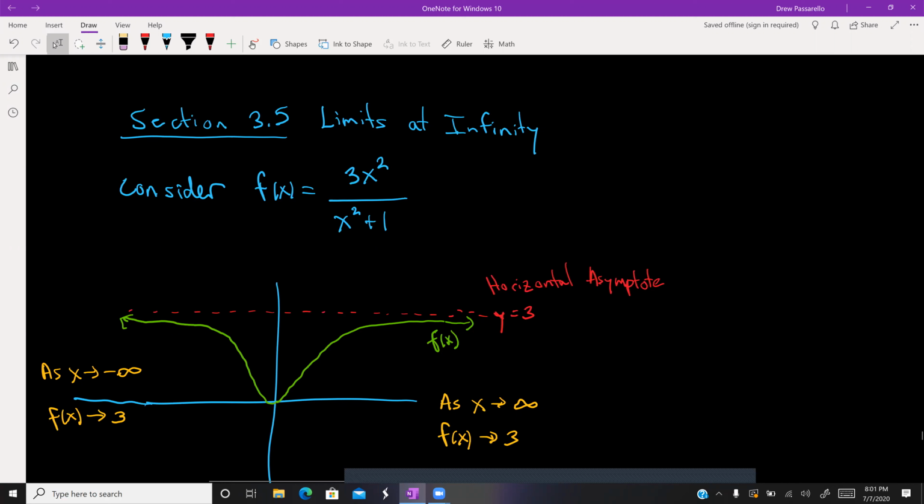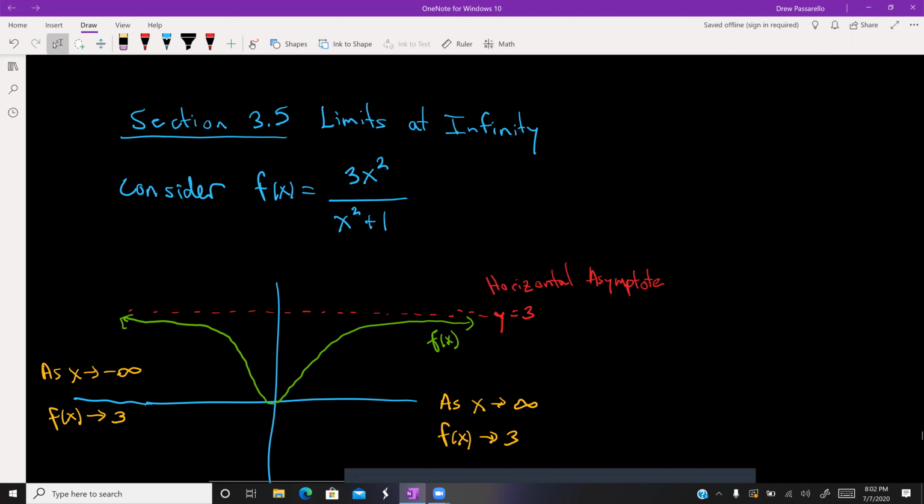All right, so as the graph goes forever to the right, it gets closer and closer to that red dashed line. And similarly, as it goes forever to the left, it gets close to the red dashed line, y equals 3. And so y equals 3 is a horizontal asymptote. Now, it won't cross that asymptote as x goes really, really big to positive infinity or to negative infinity.